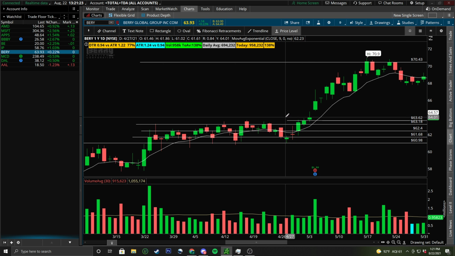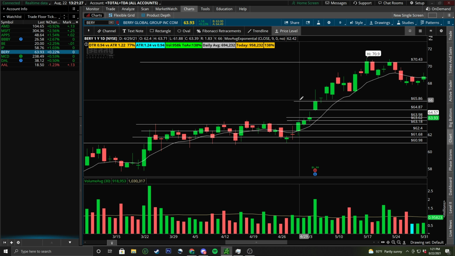Emerging candles. More emerging candles. Gap range. Emerging.